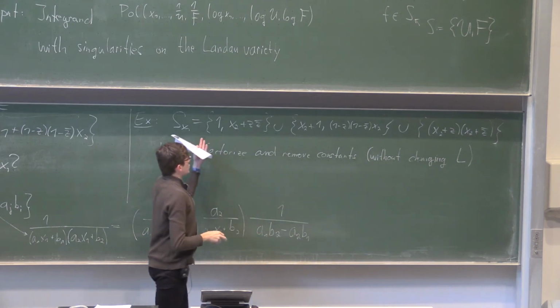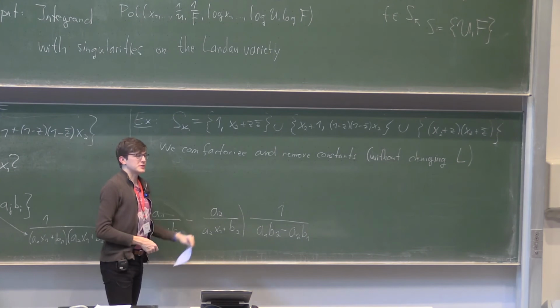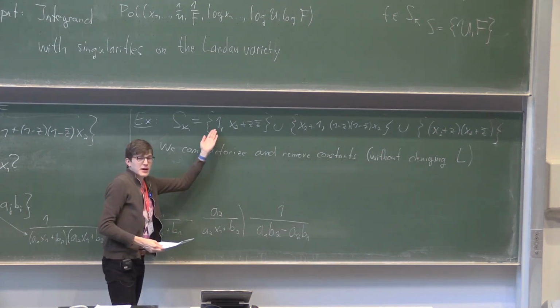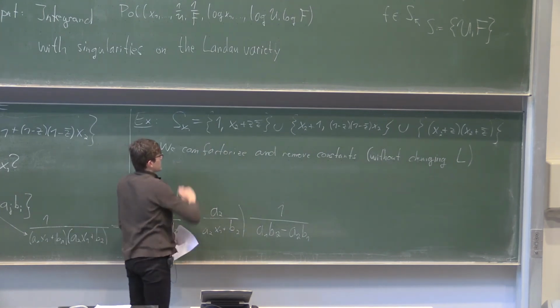Remember, what are these supposed to represent? The vanishing of these polynomials are supposed to be the singularities of the integral. Of course, 1 never vanishes. 1 is never 0. So this is not actually a singularity. If 1 were 0, it might be a singularity, but 1 isn't 0. So we can forget about the 1.